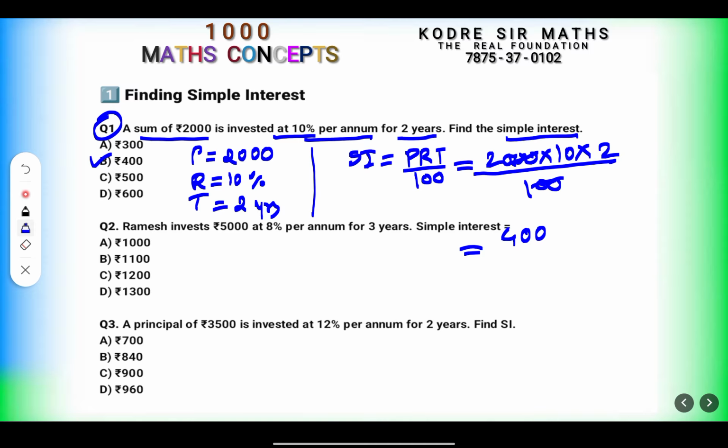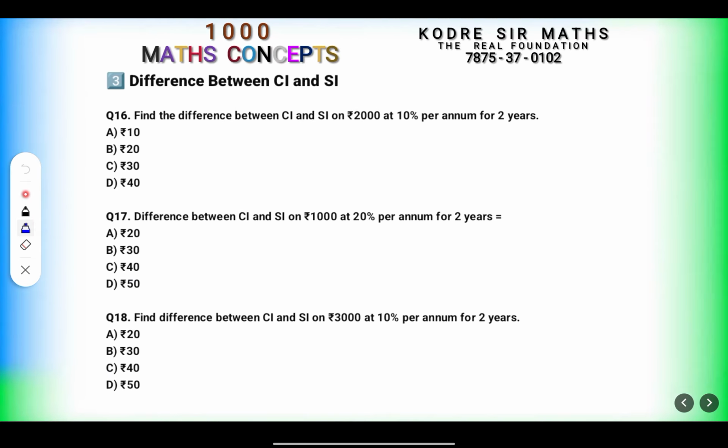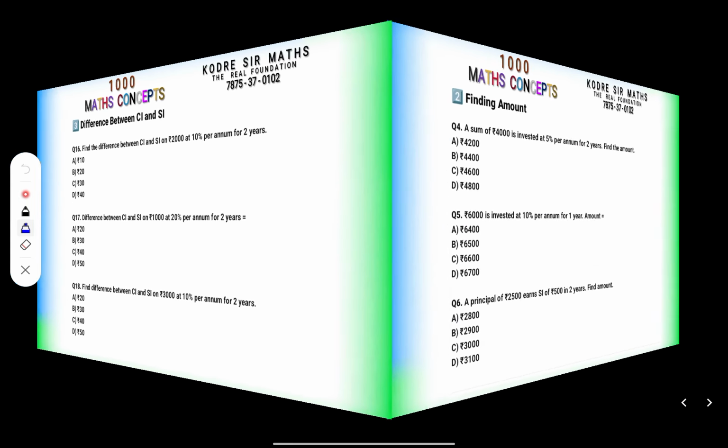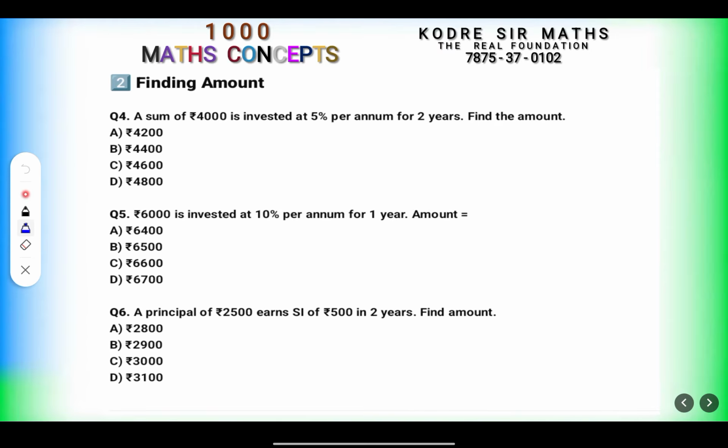There is only a calculation difference, otherwise it is the same. Let us move to type 2. We have to find the difference between CI and SI. Okay, we'll come back to this one a little later. Let's find the amount. For a sum that is invested, let's calculate this one.